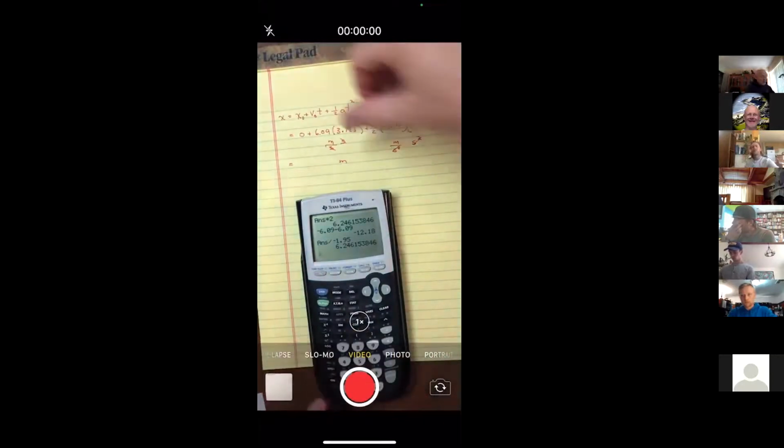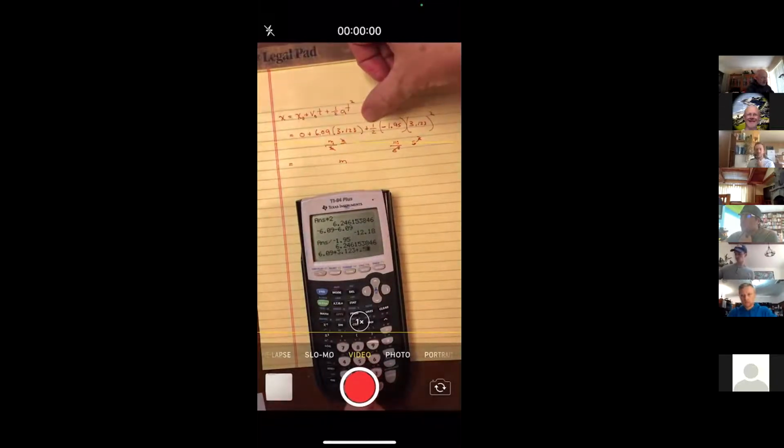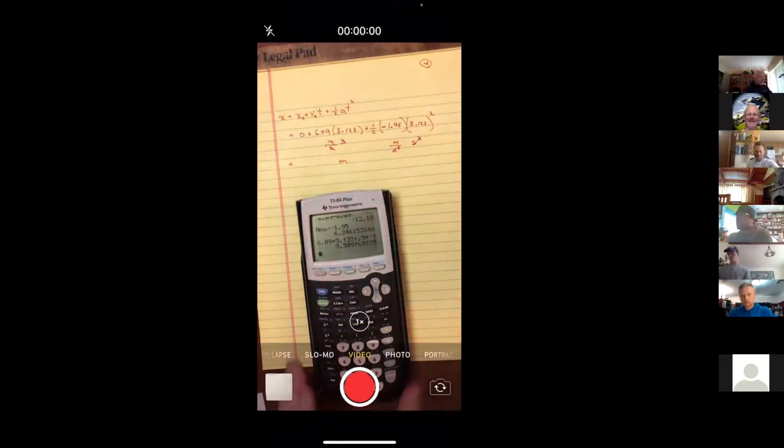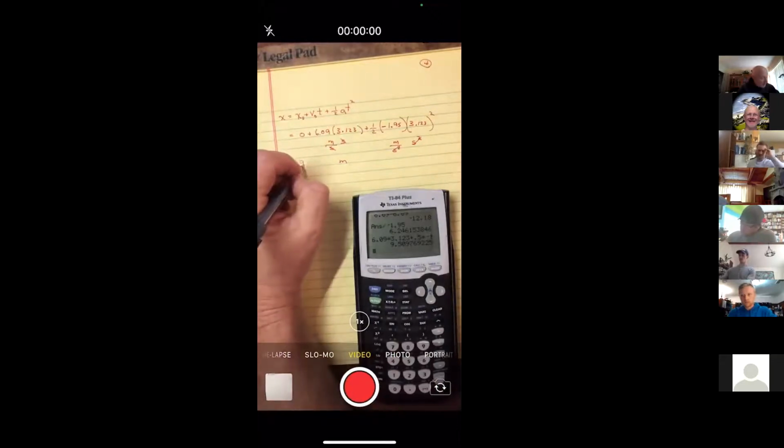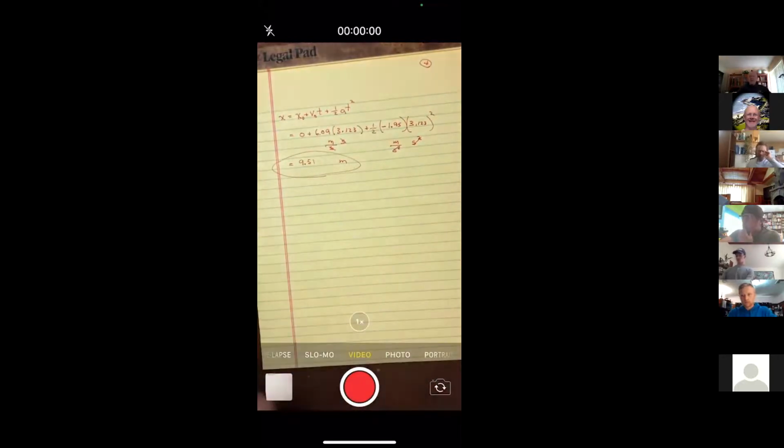All right. So now I'll grab my calculator. So 6.09 times 3.123 plus 1/2 times a negative 1.95 times 3.123 squared equals, and it looks like it goes up about 9.5 meters before it comes back down. All right, nice.